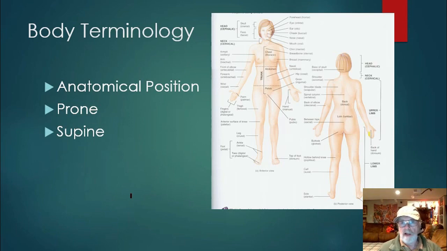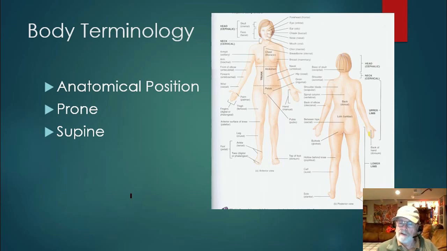So that's called anatomical position, prone and supine. That should be pretty easy to figure out. Anatomical position, like we have in the picture, and prone, if that front is facing downwards, such as lying on the stomach, that's a prone position. If the front is facing upwards, that's a supine position.